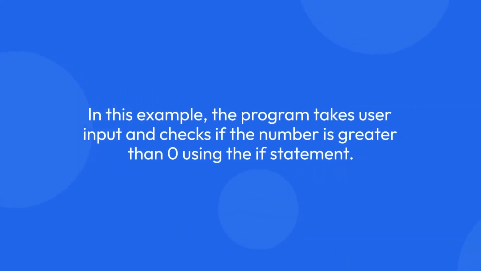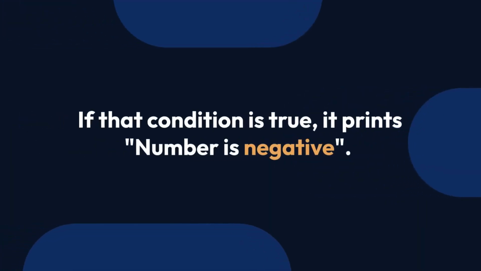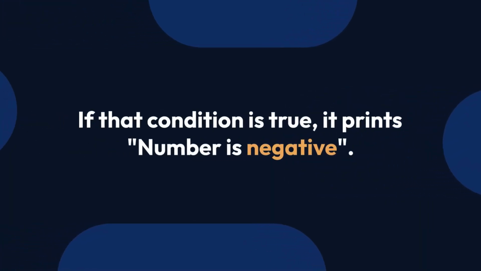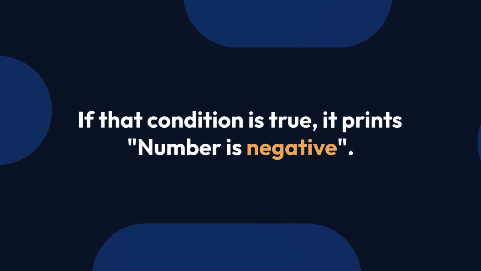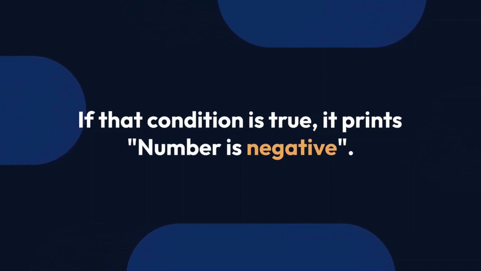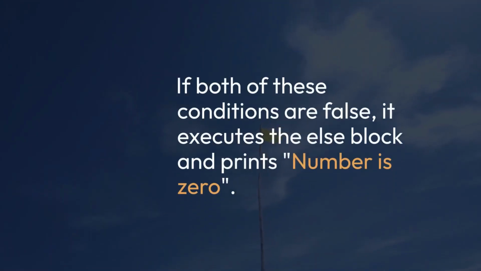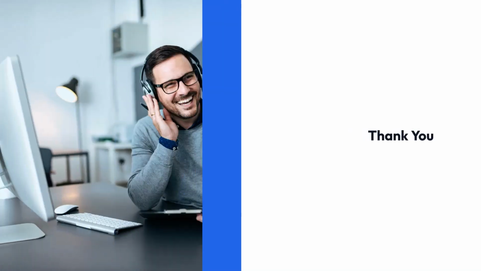In this example, the program takes user input and checks if the number is greater than 0 using the if statement. If the condition is true, it prints "number is positive". If the next condition is true, it prints "number is negative". If both of these conditions are false, it executes the else block and prints "number is 0", because there are only two possibilities, negative or positive, else 0.